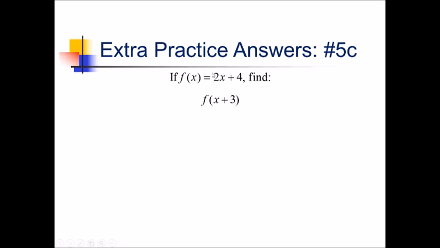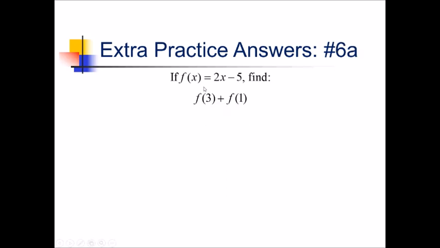So instead of doing 2 times original x, I'm going to do 2 times x plus 3, new x plus 3, all of that plus 4, like so. I just erased and replaced x with the x plus 3 here. Now I have to simplify, so I'm going to have 2x plus 6 if I distribute. I still have the plus 4 over there as well. And then 6 plus 4 gives me 10, so 2x plus 10 will be my final answer.